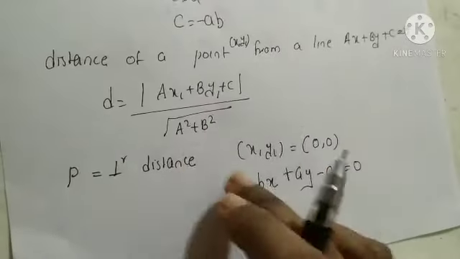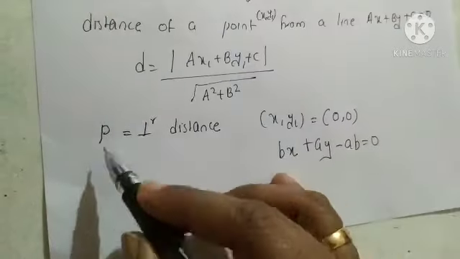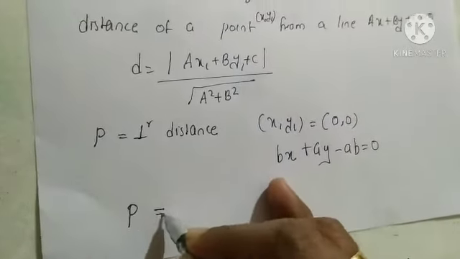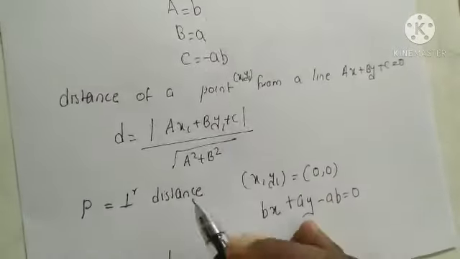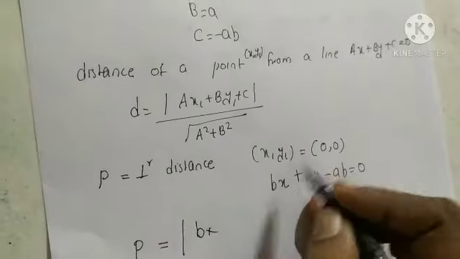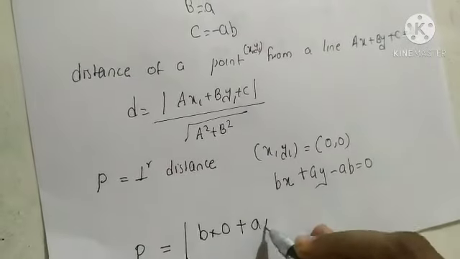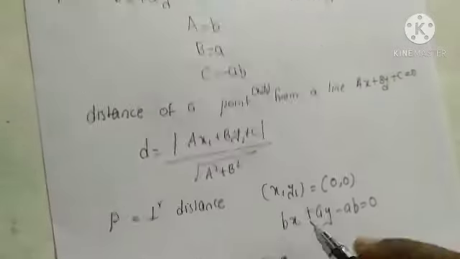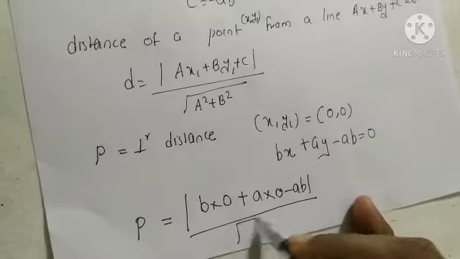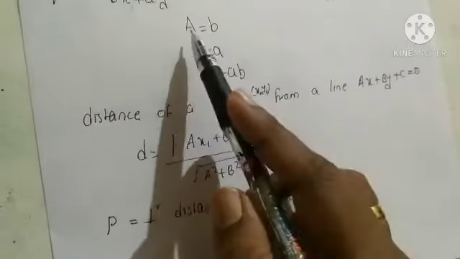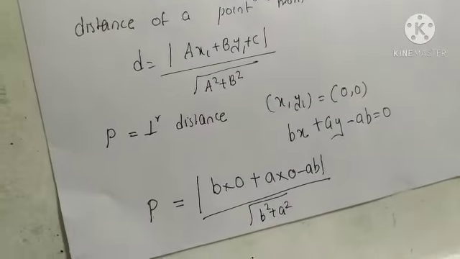So next I am going to substitute all these values into this distance formula. So this d changes to P here, equal to mod. Here comparing this we get a is b into x1 is 0 plus b is a, y1 is 0 again, c is minus ab, whole divided by root of a square plus b square. Here a is b and b is a, so it will become b square plus a square. Okay.